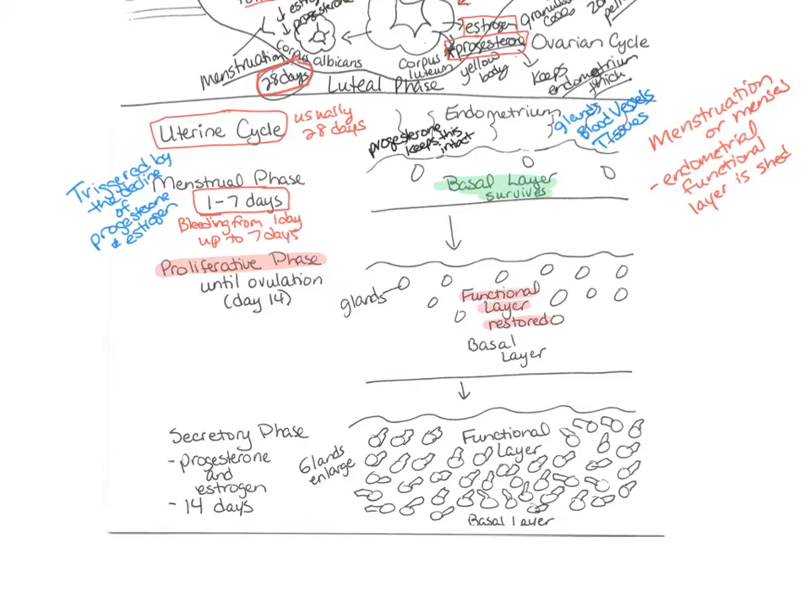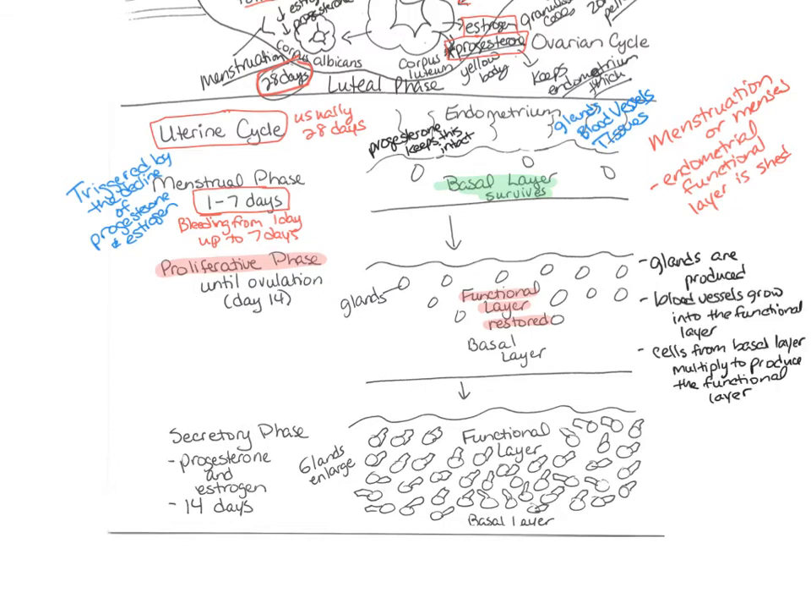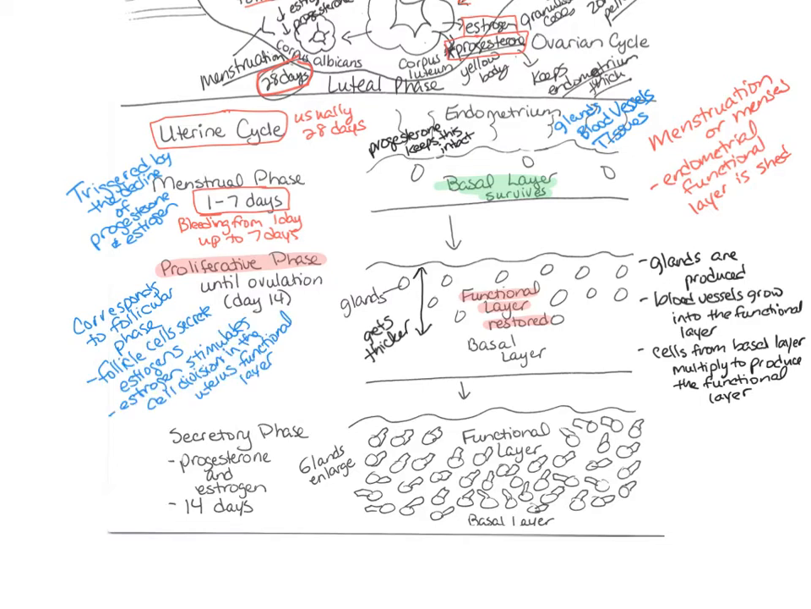Glands are produced, blood is supplied to the area, and the cells of the tissue proliferate and multiply. The endometrial layer gets thicker. This phase corresponds to the follicular phase of the ovary. Remember that during the follicular phase of the ovary, the follicle cells are developing, and as they develop, they start to secrete estrogens. So it's estrogen that makes the functional layer of the uterus thicker.